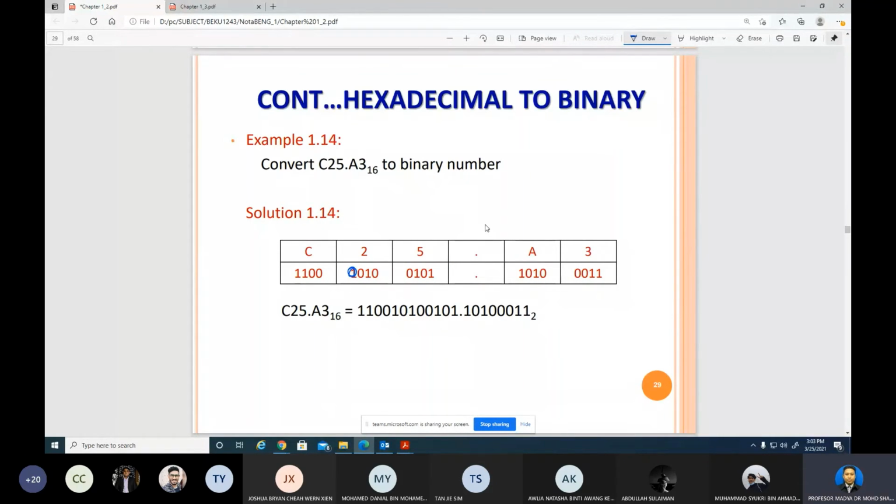So the answer will be 0 0 1 0 0 1 0, and then 0 1 0 1. So this is some typo that you can correct on your slide.